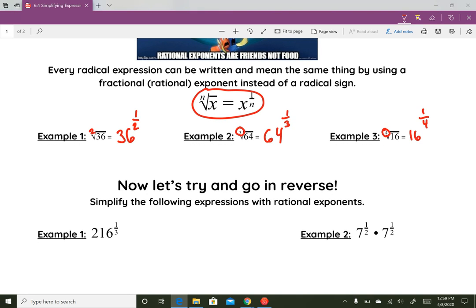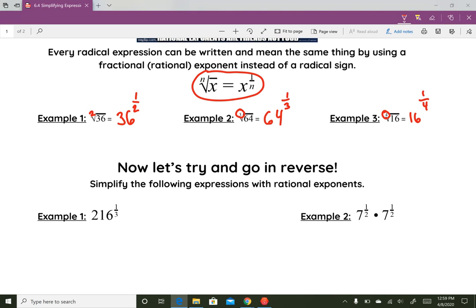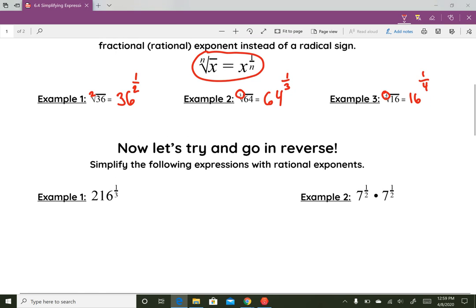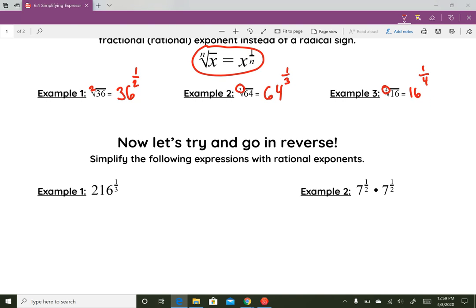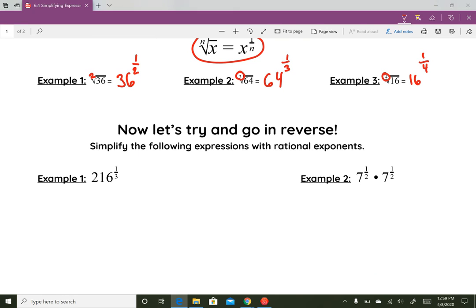And if we understand this, we can actually go in reverse. So we can be given the fractional or rational exponent, and then we can turn it into a radical expression, and we can actually simplify that. So I'm going to take this 3 and turn it into its index. So this becomes the third root of 216. If you have your perfect cubes list memorized, you might know that the cube root of 216 is 6. If you didn't know that, you can just use that cheat sheet. I'll post that on Google Classroom for you again. So that would be example 1.